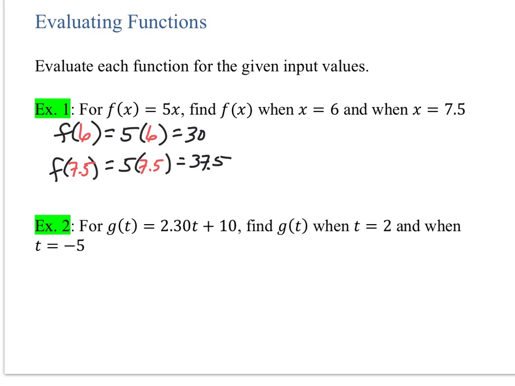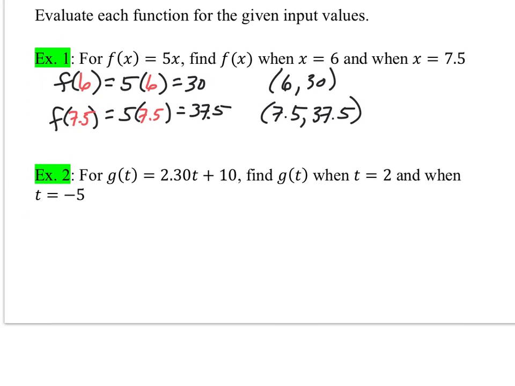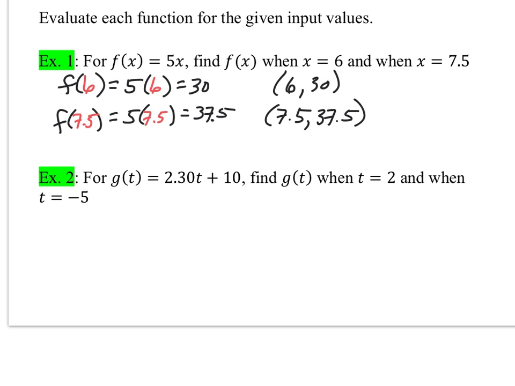So we could actually write ordered pairs to this. So you would have 6, 30 would be an ordered pair, an input and an output, and 7.5, 37.5. So an input and an output can give us an ordered pair. So you try example 2. So stop the video, put in your input and output, follow the rule, and then turn the video back on and check.